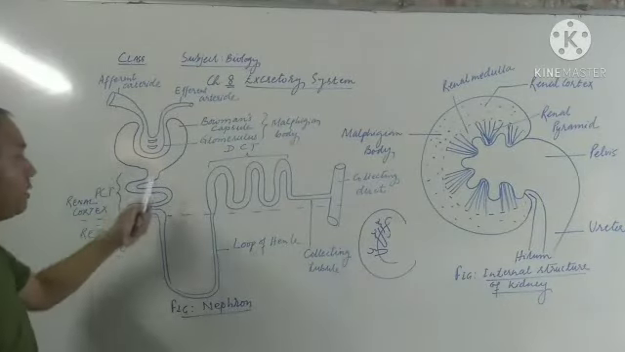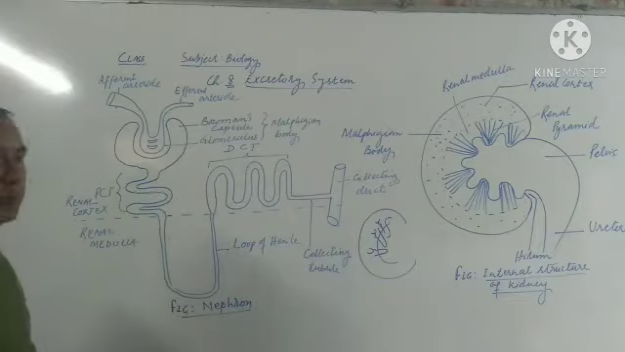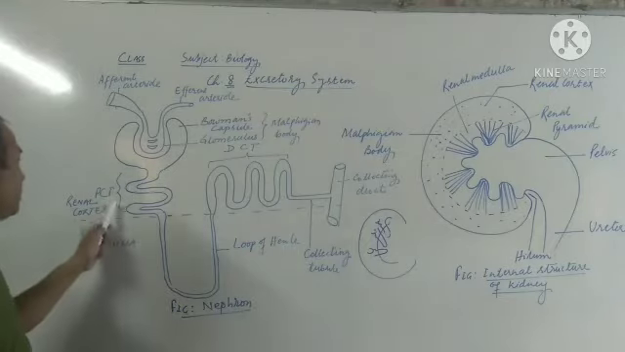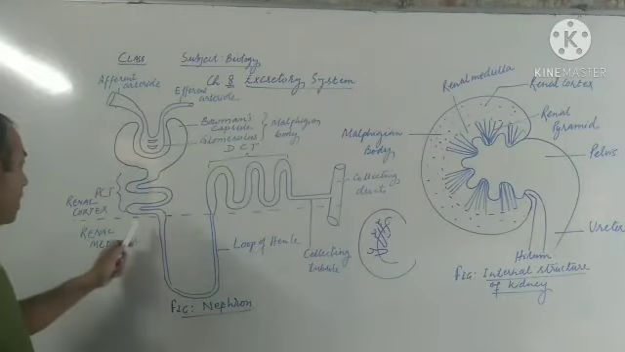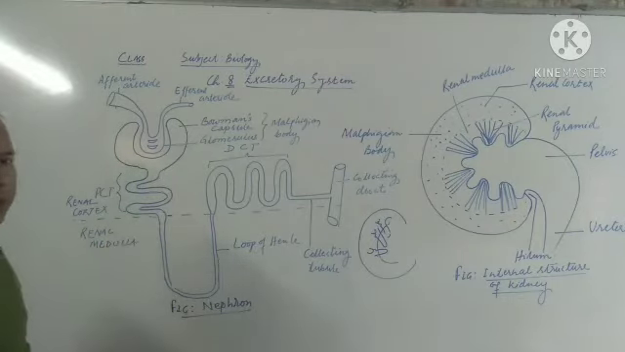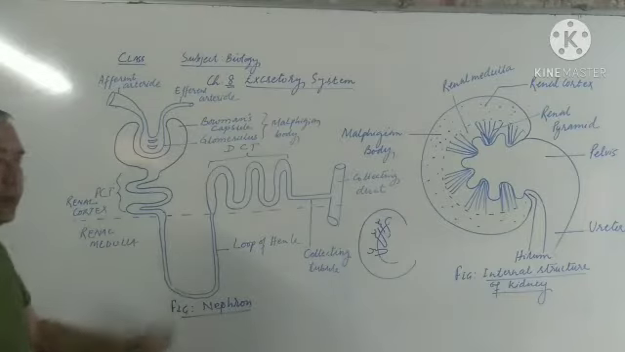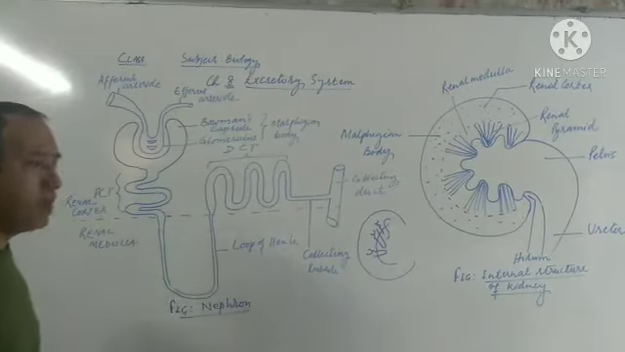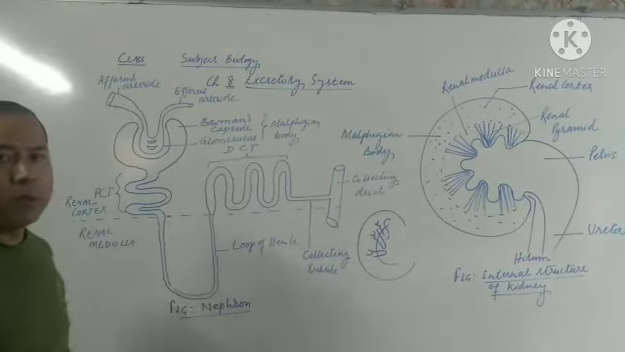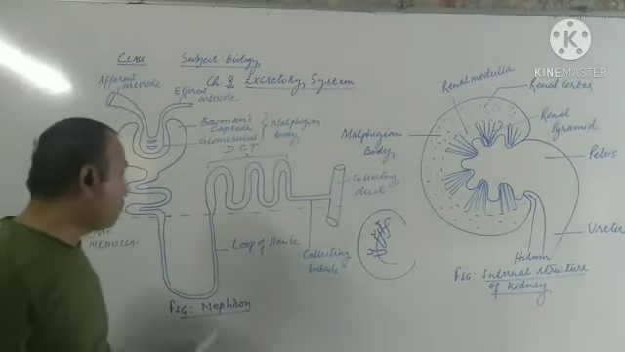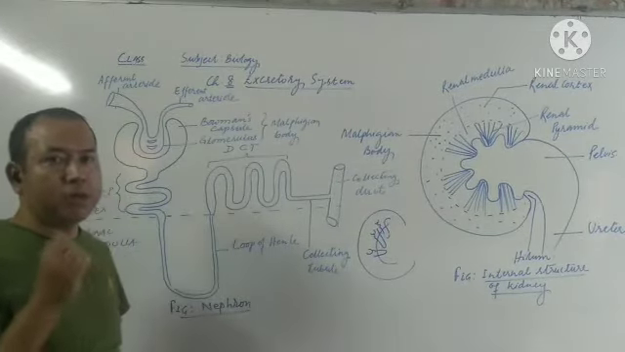Then this Bowman's capsule further continues in the form of a highly convoluted tubule, highly twisted. Convoluted means twisted. We call it the PCT, proximal convoluted tubule, full form. Then this PCT further continues and forms a U-shaped part of the nephron, which we call the loop of Henle. Then this loop of Henle comes back to the renal cortex region and again gets highly twisted to form another part of the nephron, which we call DCT, distal convoluted tubule.